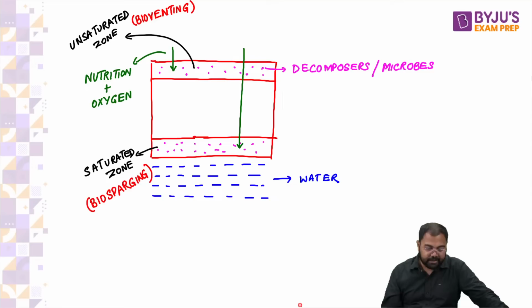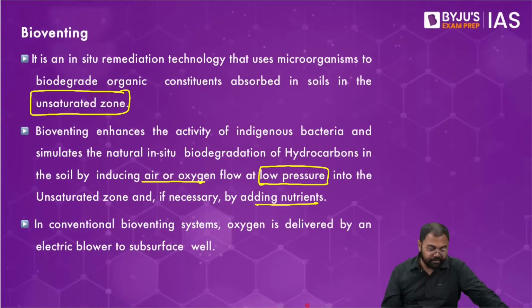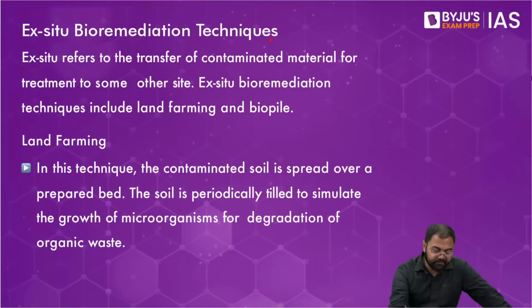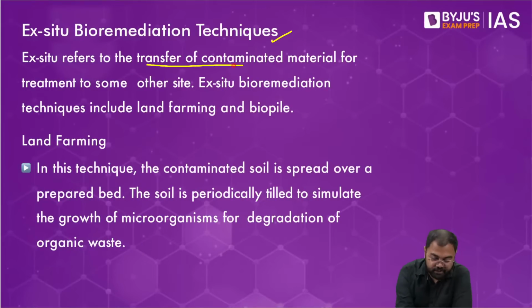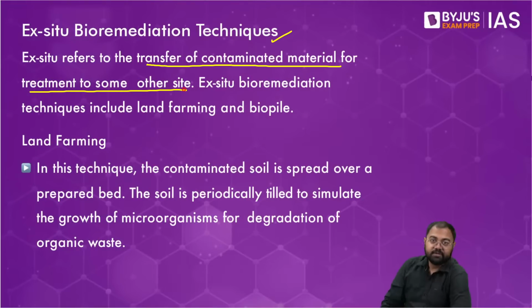So this is what happens in situ bioremediation. After this, we have ex situ bioremediation. What ex situ bioremediation says is that we will be transferring the contaminated material for treatment to some other site. That is, you'll take the contamination or the pollution away from the site of contamination and do the treatment there. So this is what we do with ex situ bioremediation.